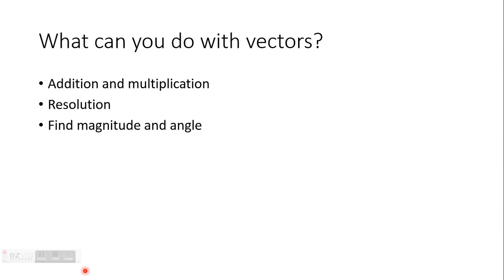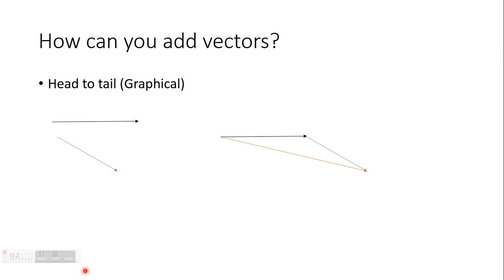So what can you do with a vector? You can add them, you can multiply them, you can do something called vector resolution, where you decompose the vector into x and y components, and you can find the magnitude and angle of the vector by using the x and y components. So we're going to take a little detour into understanding what makes up a vector.